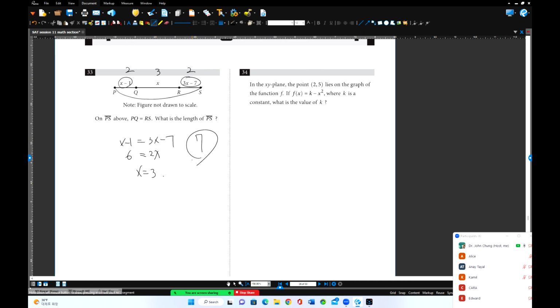Number 34. This line on here, what is the value of k? Okay, put this number into the x and y, because that is a solution, right? So 5 equals k minus 2 squared, which is 4. Okay, k equals 9 is the answer, okay.